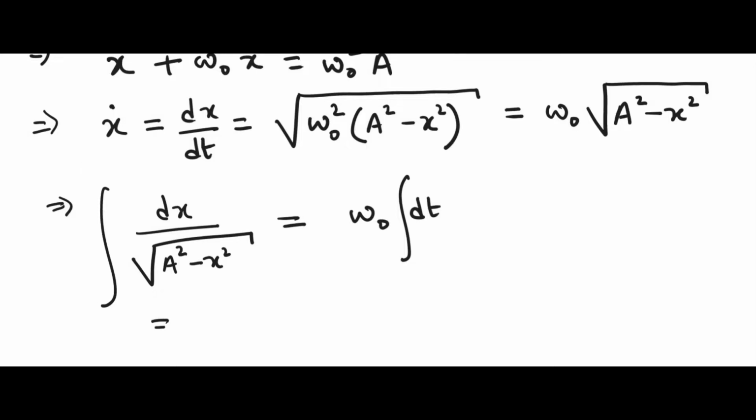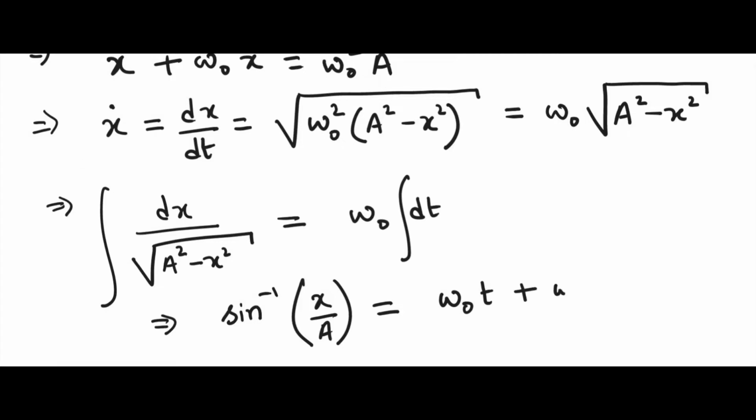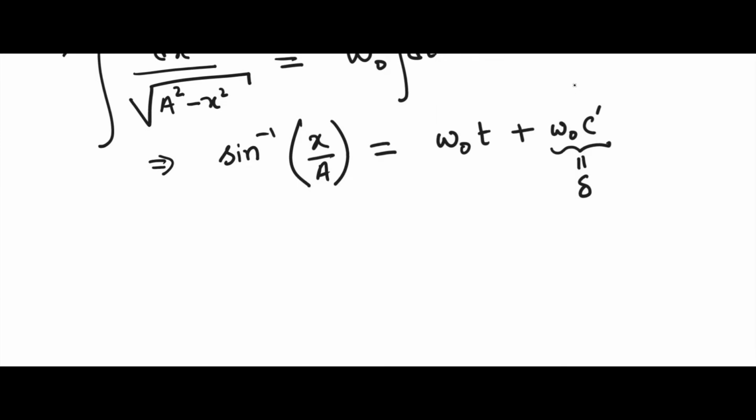The left hand side gives us the sine inverse, or the arcsine function, whose argument is x divided by a, and on the right hand side we get omega naught t plus omega naught times a constant, let's call it c prime, and the whole thing is a constant which we call delta. So finally the solution turns out to be x equal to a sine of omega naught t plus delta, which is, by the way, the complete solution of the differential equation governing simple harmonic motion.